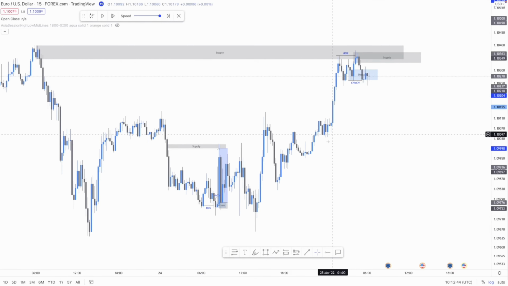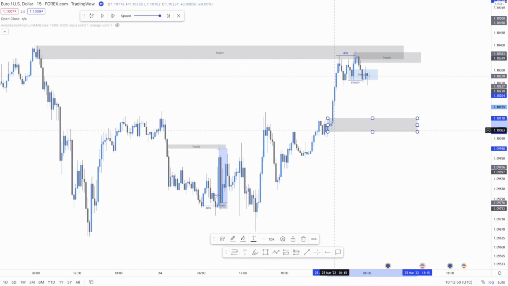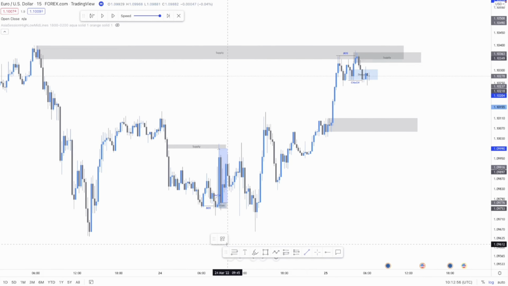Now, where would we target with this entry? For me, I will target this recent demand zone. Why is this the recent demand zone, okay? Because this was the last sell to buy, and it was also the zone that broke this last high, okay? If I mark that out as well.